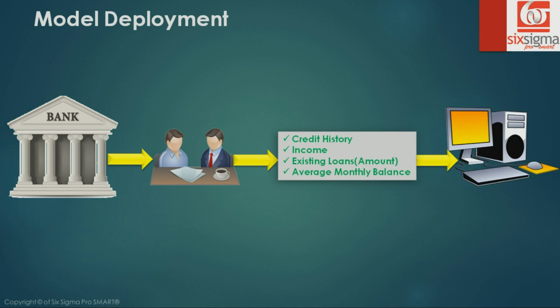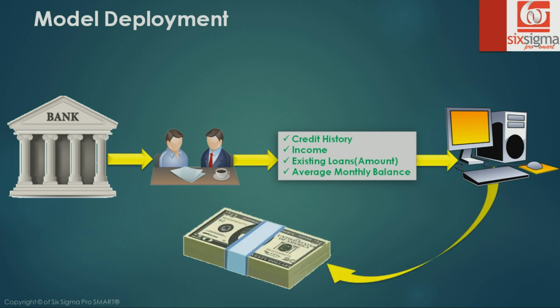In the background here, your model is in action. So when these pieces of information are passed through, the model comes up with an outcome. If everything goes fine, the bank sanctions a loan.